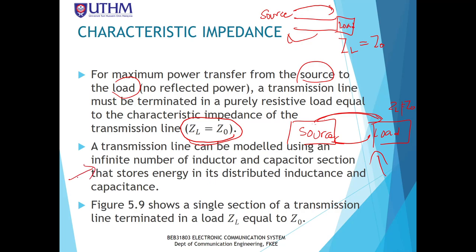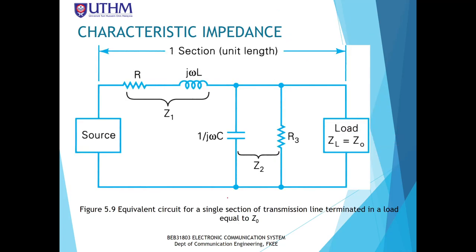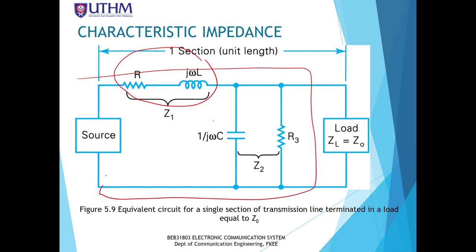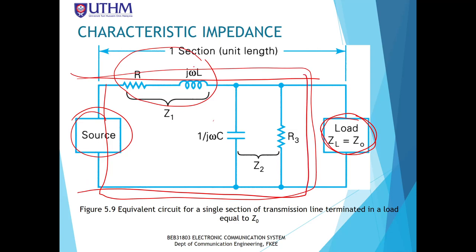A transmission line can be modeled using an infinite number of inductor and capacitor sections that store energy, with distributed inductance and capacitance. So this is the equivalent circuit that we have learned in the previous slides. You see that this is a single section of transmission line, where we have the R and L over here, the resistance, the inductance, the capacitance, and also the resistance over here. So this is one section of transmission line. Okay, where we have the source over here, and at the end here it is terminated by the load. Over here is actually the transmission line, the cable itself, which connects the source and also the load.